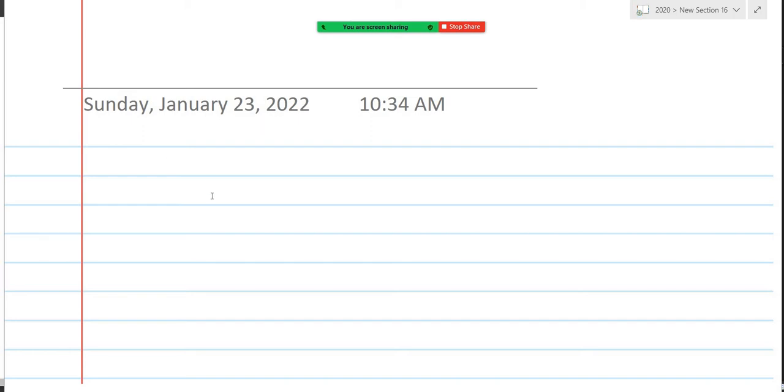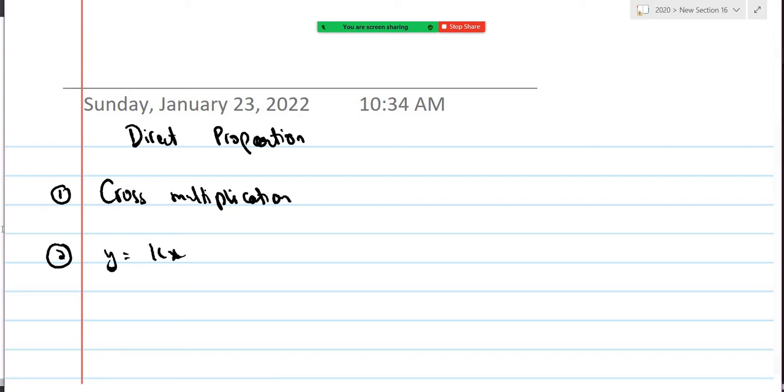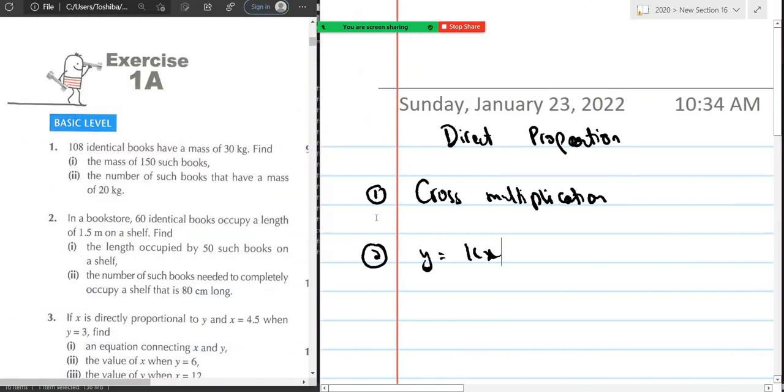The topic that we are going to be doing today is proportions, and we will be covering direct proportions first. All right. So the logic of direct proportion is that when one thing increases, the other thing increases as well. Now, in order to solve such questions, you have two methodologies. One of them is cross multiplication, and the other one is using the formula, which is y is equals to kx, whereby k is a constant. Now let us dive into the questions.